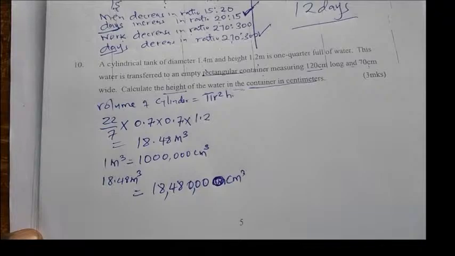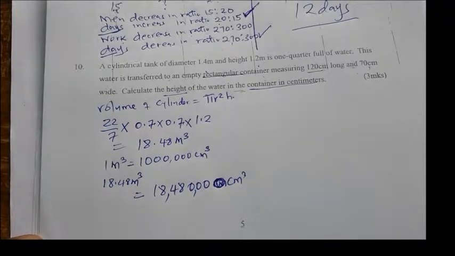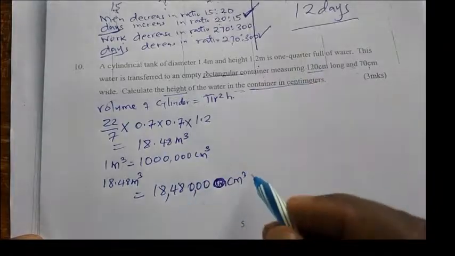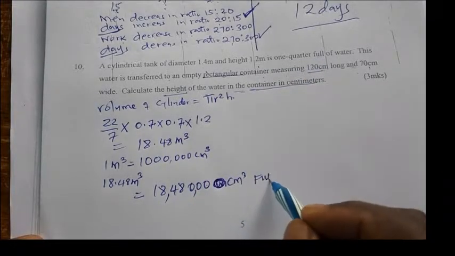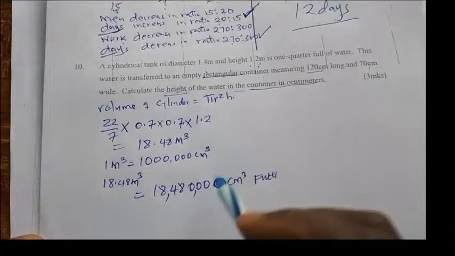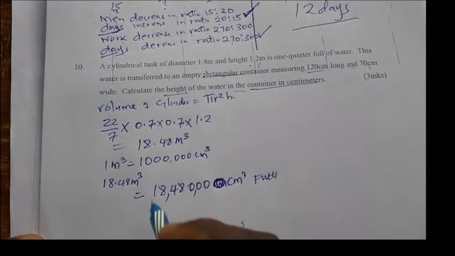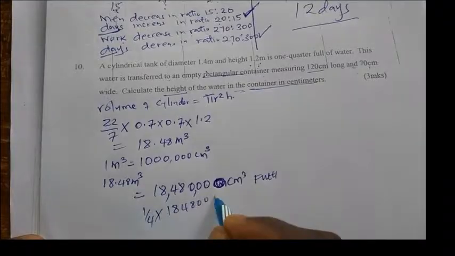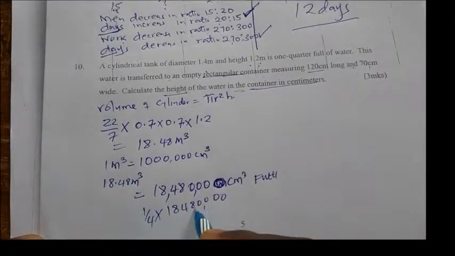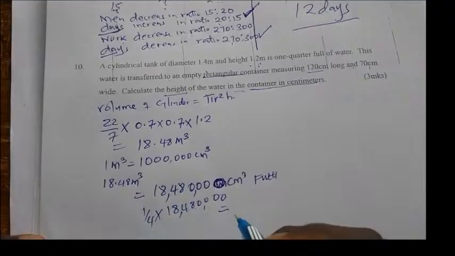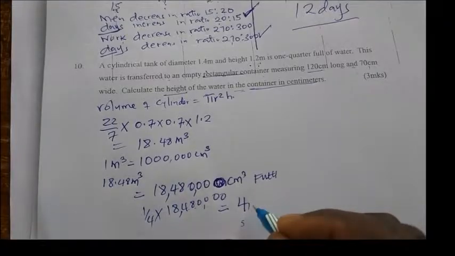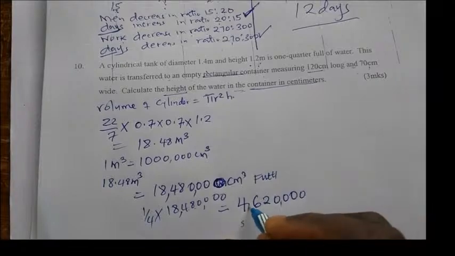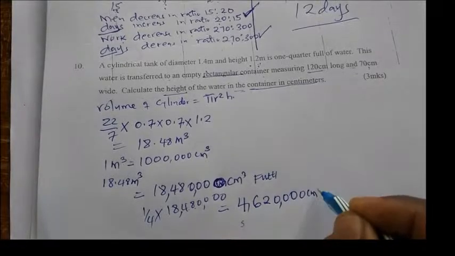And then now the volume of the cylinder was 1/4 full. So this is the full tank, the height. Now we can get when it is 1/4. So 1/4 of this 18,480,000 gives us 4,620,000 centimeters cube.